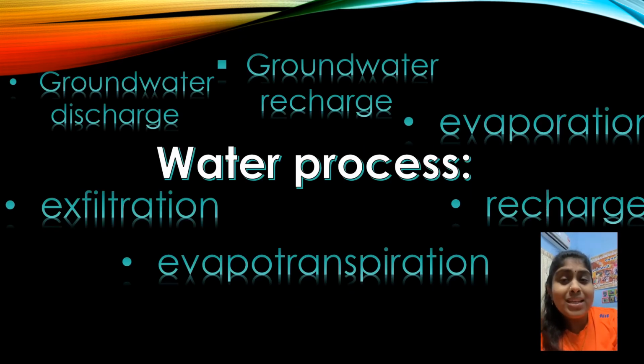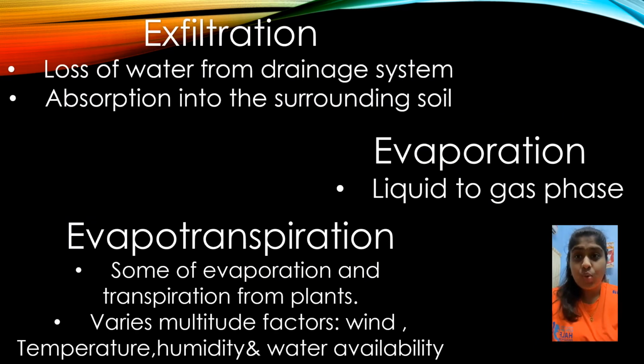Okay, there are many processes in the water process, and I'm going to talk about exfiltration, evaporation, evapotranspiration, recharge, groundwater discharge, groundwater recharge. Exfiltration refers to losses of water from a drainage system as a result of absorption into the surrounding soil. When performing a routing, a constant exfiltration, which is known as CFS, can be subtracted from the inflow hydrograph to account for these losses.